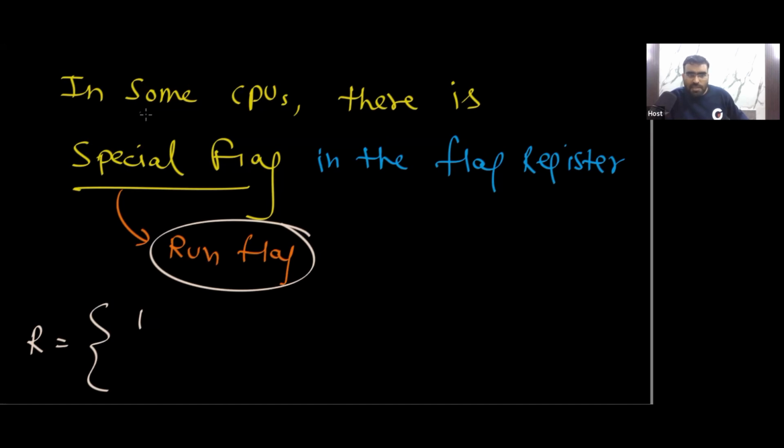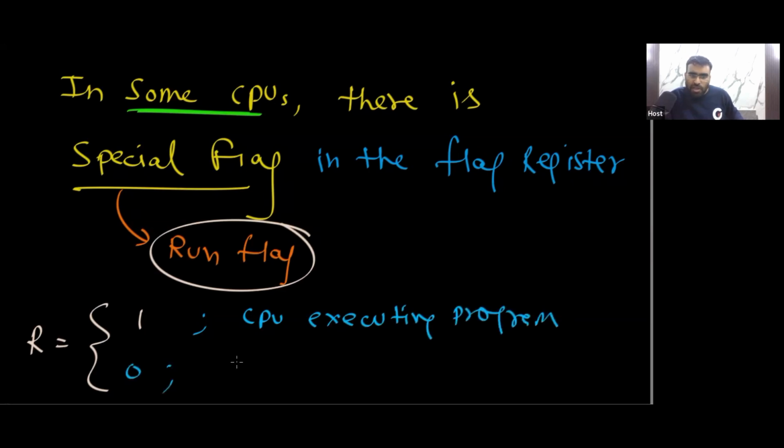Remember, very simple. In some CPUs, there is a special flag in the flag register. This flag is the run flag. The name itself is telling you: when it is set, it means the CPU is executing a program. And when it is 0, it means the CPU has halted. Is this clear? This simply means halt.